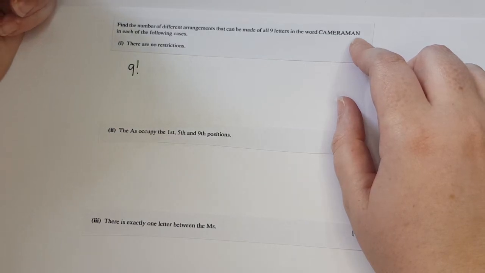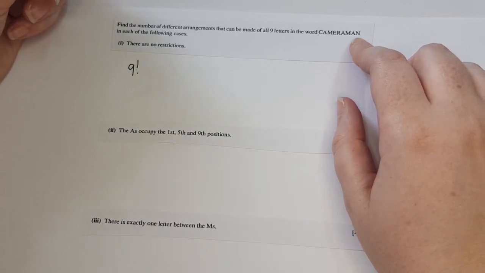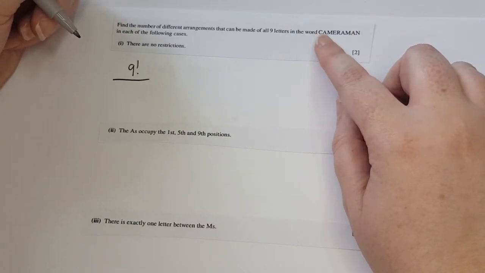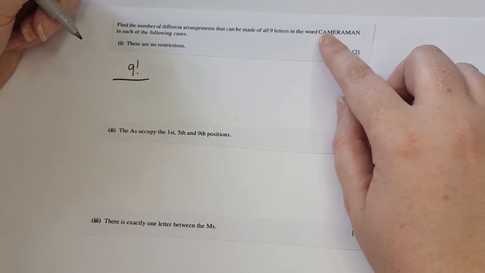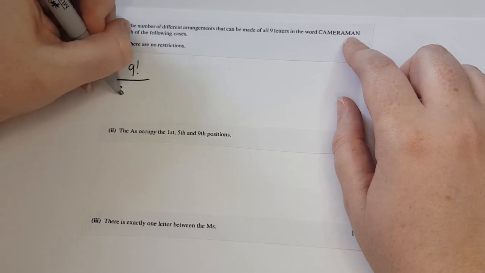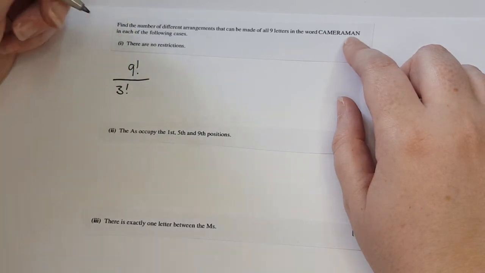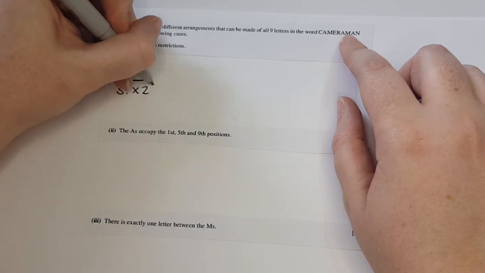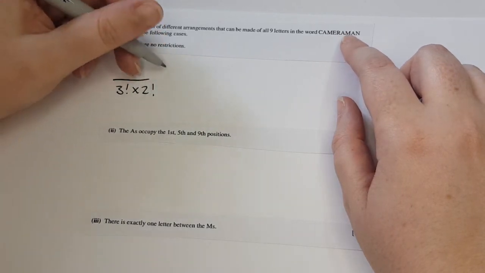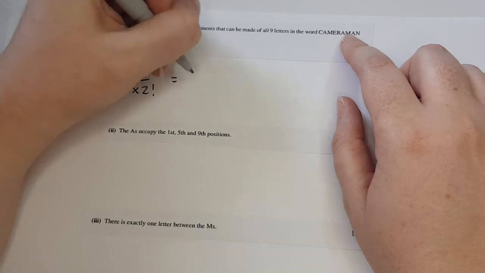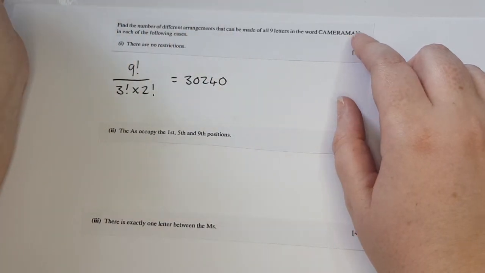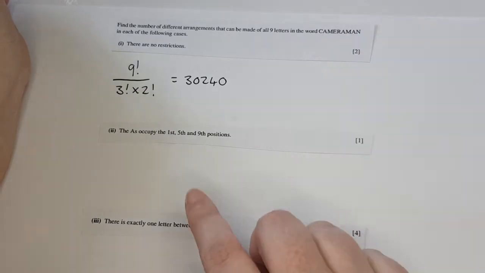And then we have to remove any repeat letters. So we say 9 factorial divided by our repeat letters. In there I have 1, 2, 3 A's, so I say 3 factorial, times 2 M's, so I say 2 factorial. And when you type that into your calculator, you should get an answer of 30,240.